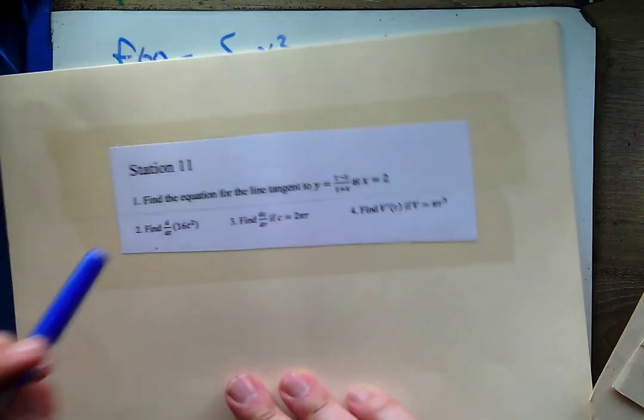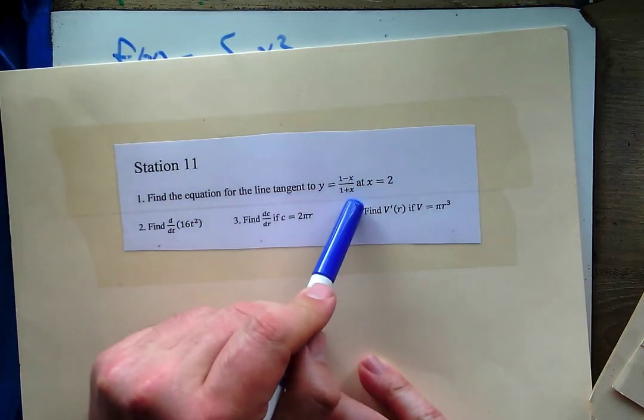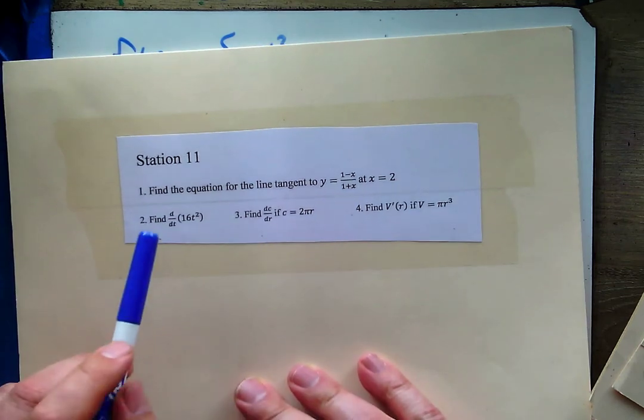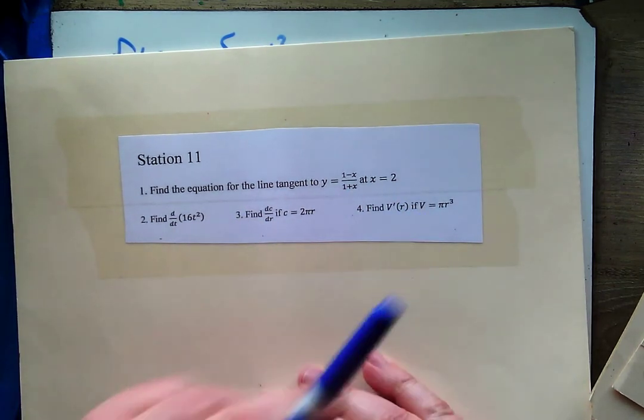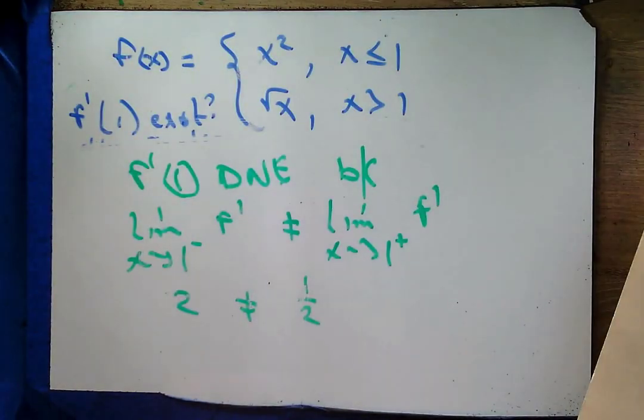Okay, station 11: find the equation of all the tangents here. Oh, look at that. And then find the derivative of this. Oh, find the derivative of this. And find the derivative of this. I can't wait. So, station 11 has a bunch of derivative stuff.